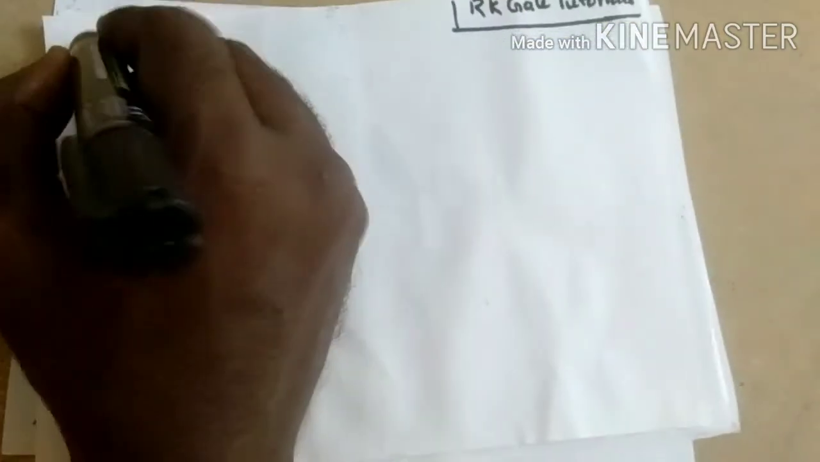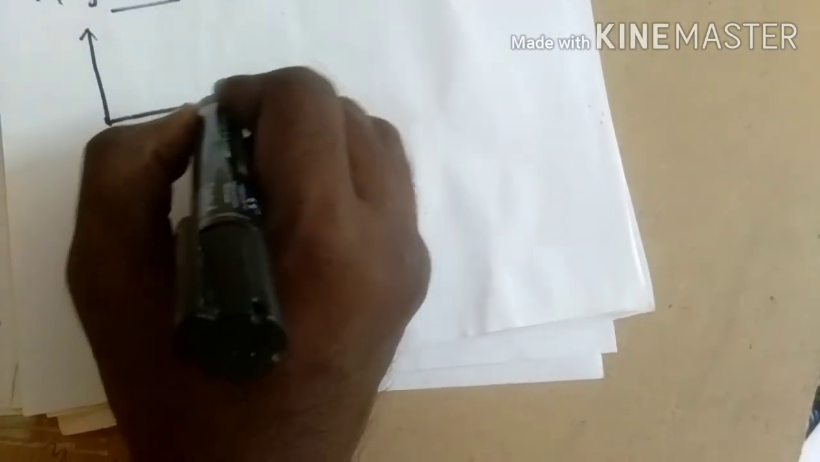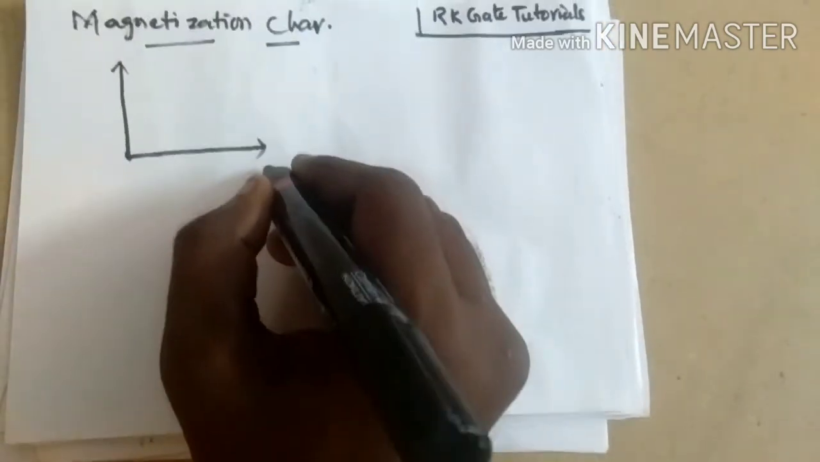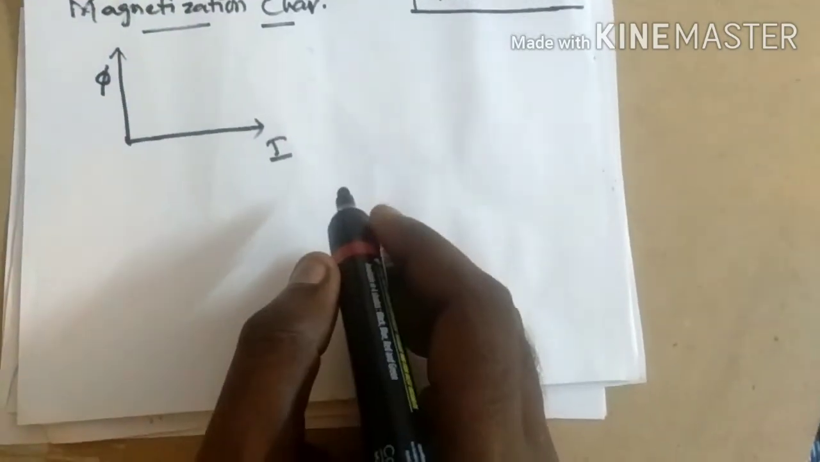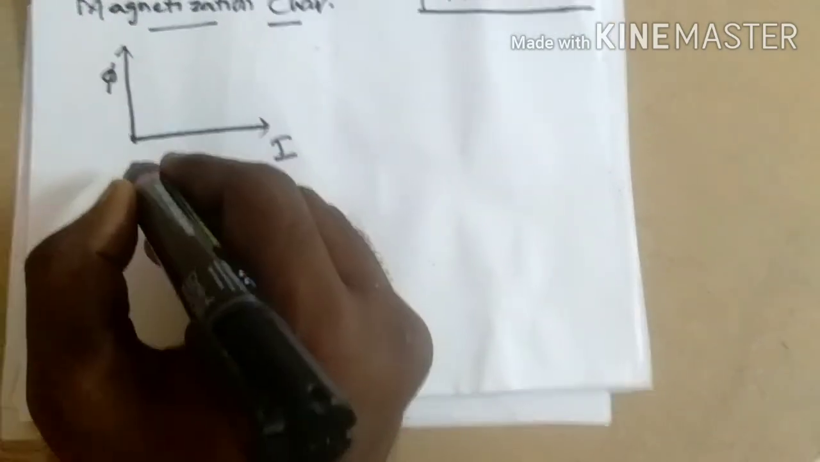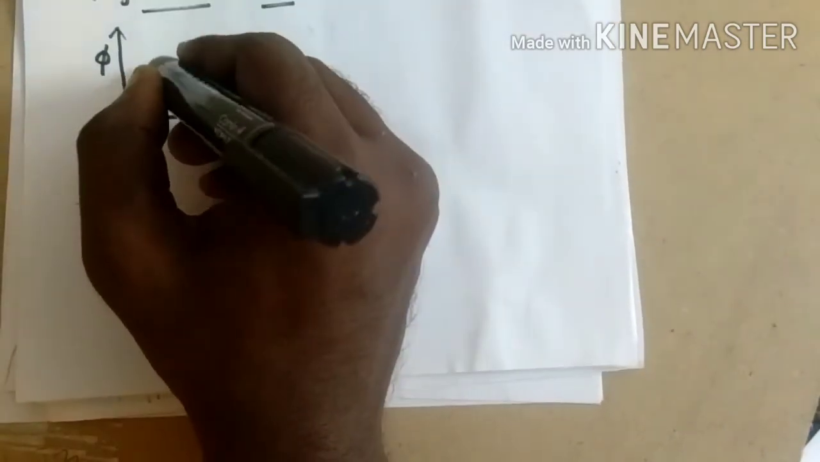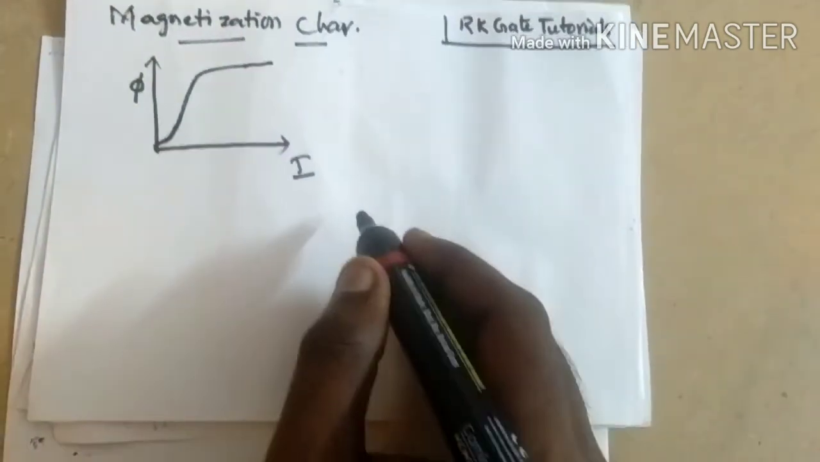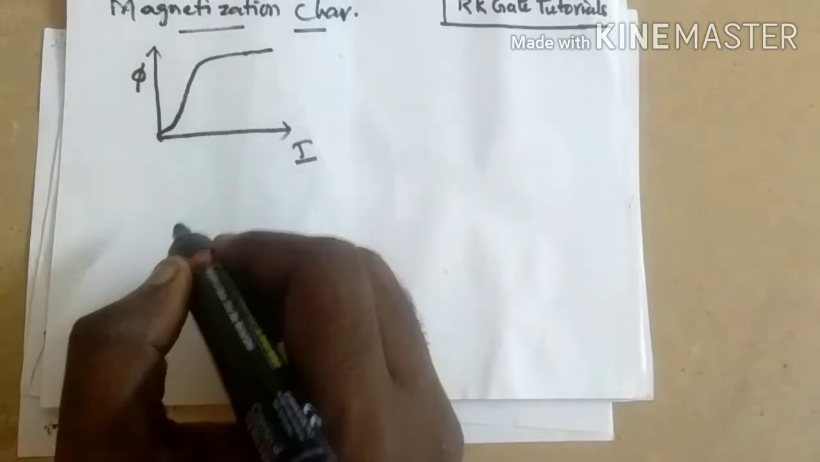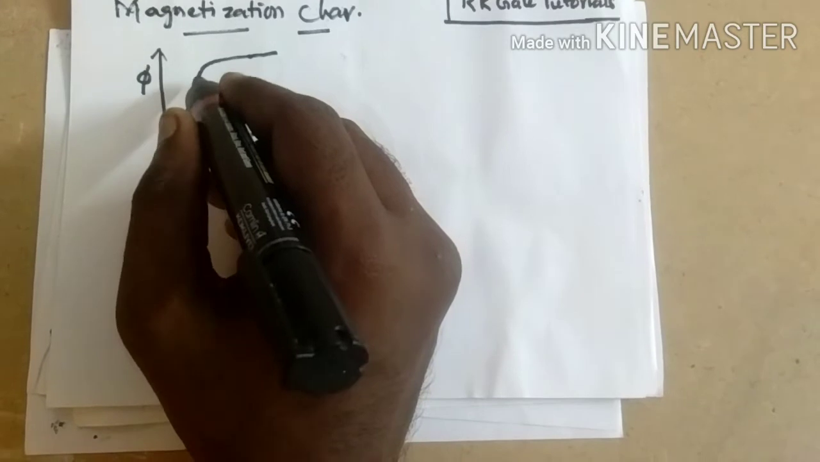Let us see the magnetization characteristics. So let us draw the axis. Magnetization characteristics are between current and flux produced. The magnetization characteristic starts like this. Somewhere it saturates. As the current increases, the flux gets produced and increases.